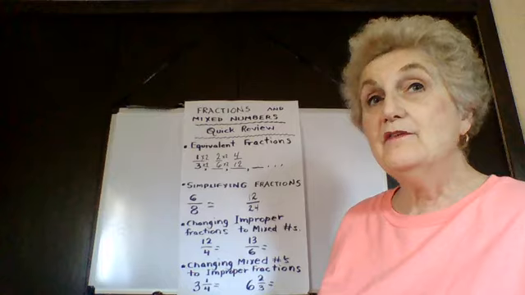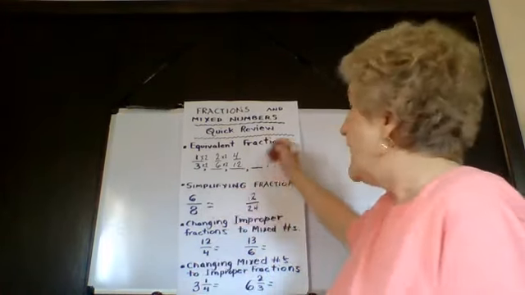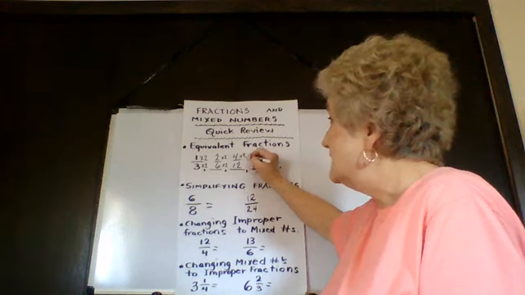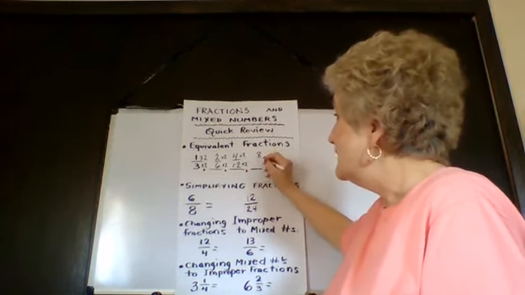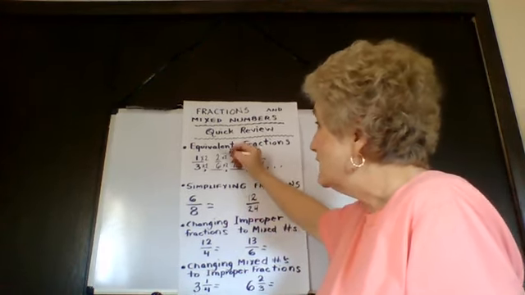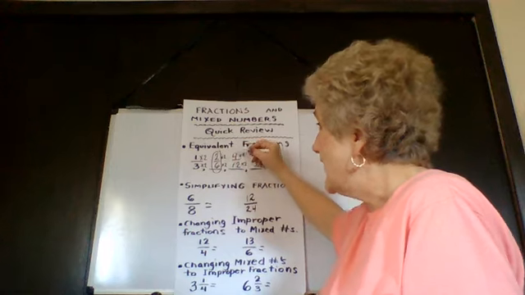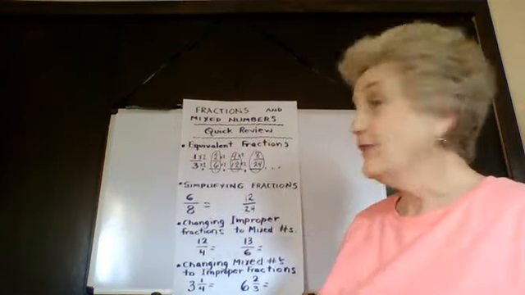See, I can build equivalent fractions forever. Let's do one more. What if I took 4/12 and multiplied the numerator by 2 and the denominator by 2? I'd end up with 8/24 because 12 times 2 is 24. All these fractions are equivalent to 1/3.